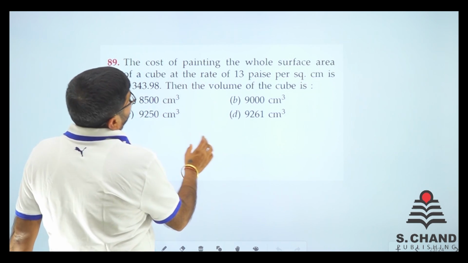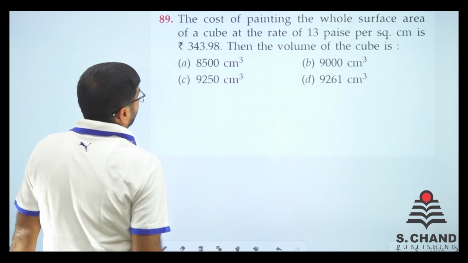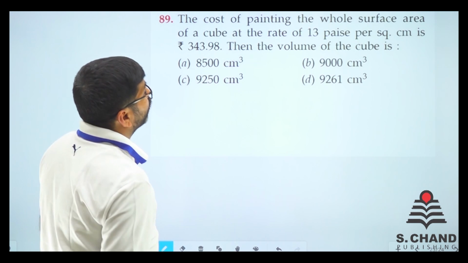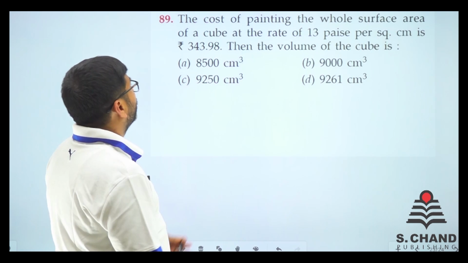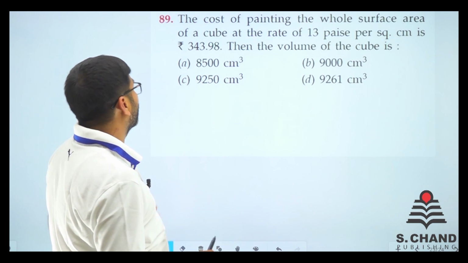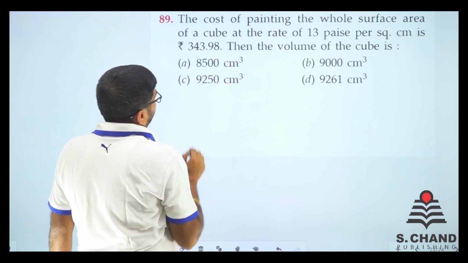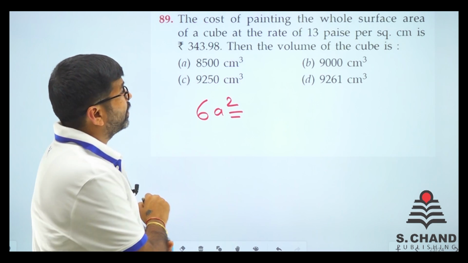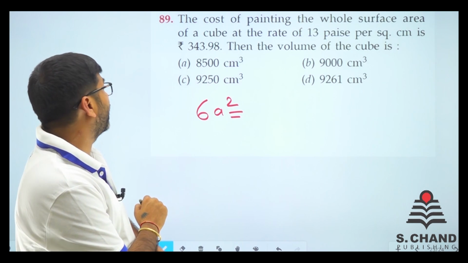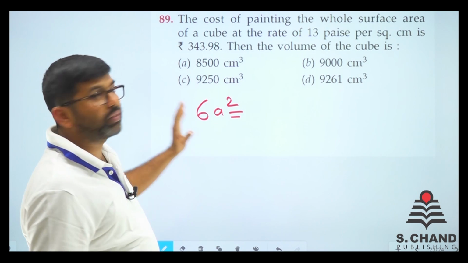89. The cost of painting the whole surface area of a cube at the rate of 13 paisa per square centimeter is 343.98. Then the volume of the cube? Cost of painting the whole surface area of a cube. What is the surface area of a cube? That is 6a square, right? And the rate is 13 paisa per square centimeter.